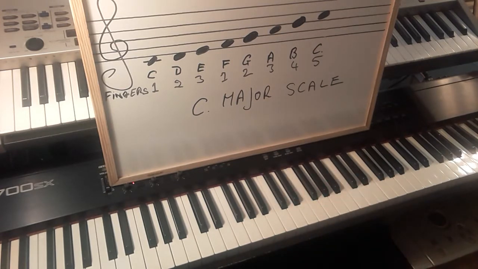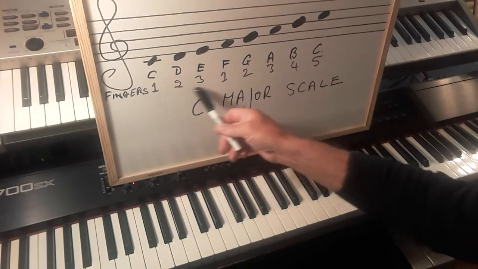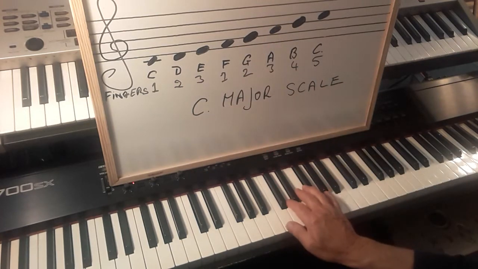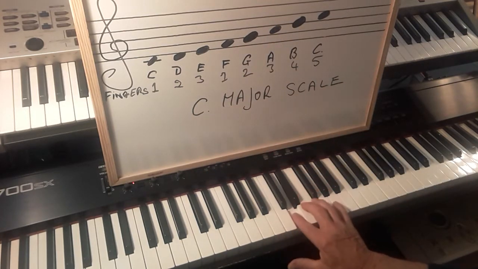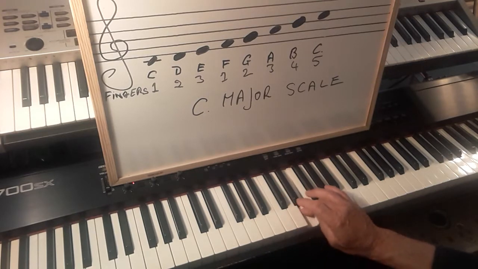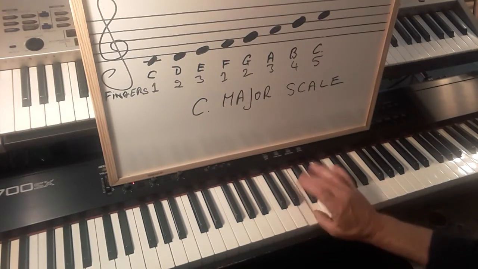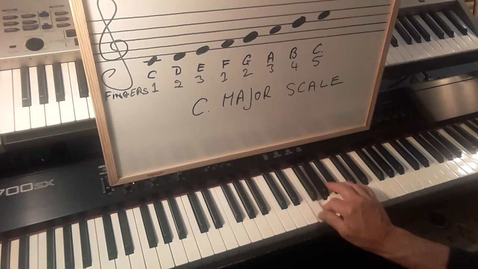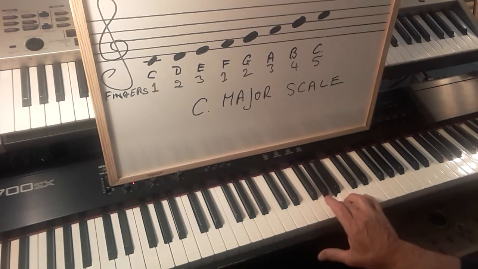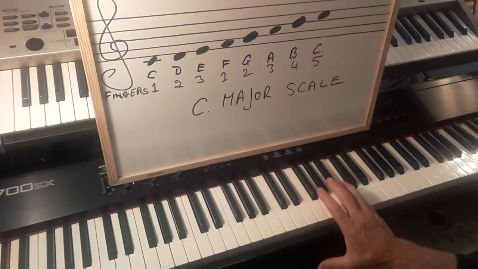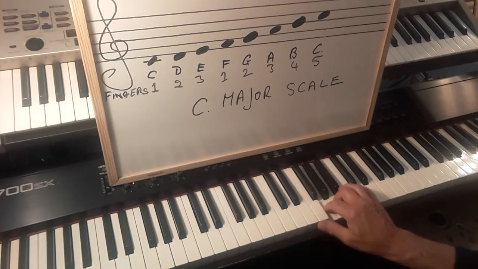And the fingering for it is 1, the thumb, second, third, and then on F we tuck under with the thumb, and then 2 on G, 3 on A, 4 on B, and 5 on C, and then we come back down.